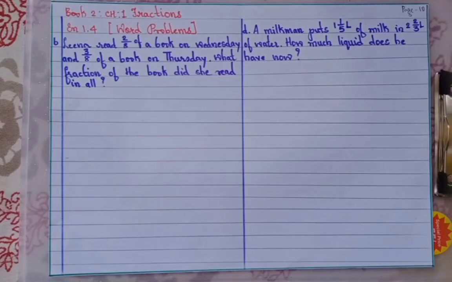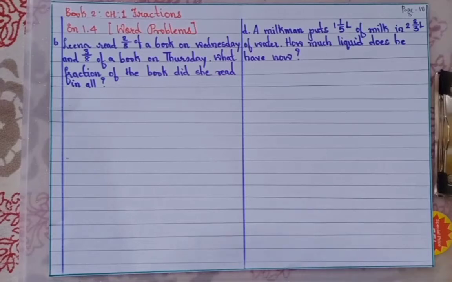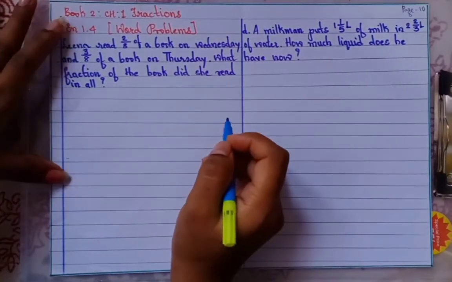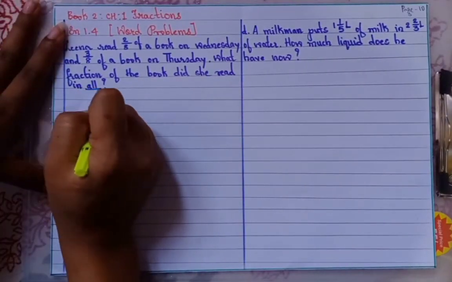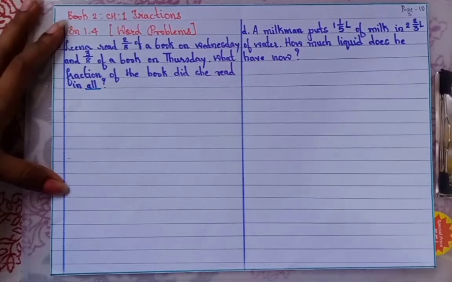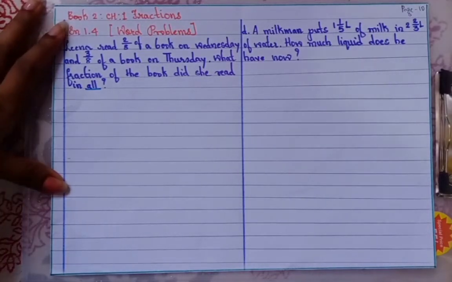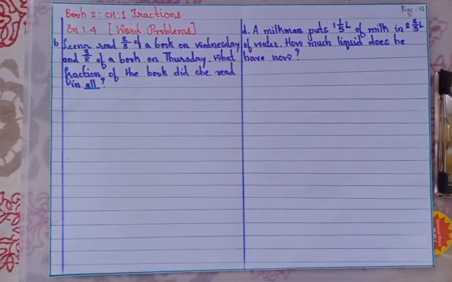So now we shall go ahead with word problems. Exercise 1.4. Lena read 2/8 of a book on Wednesday and 3/8 of a book on Thursday. What fraction of the book did she read in all? By this you will understand that we have to add the fractions together to find what fraction of the book she had read, isn't it?